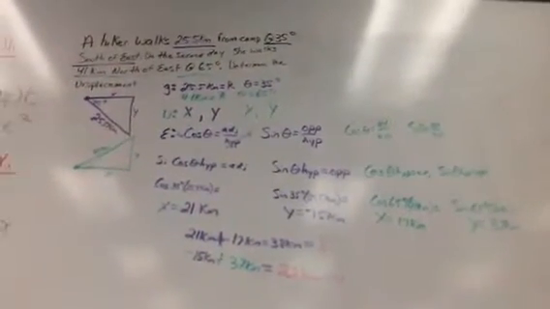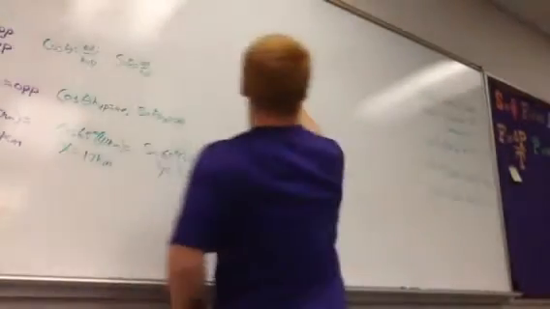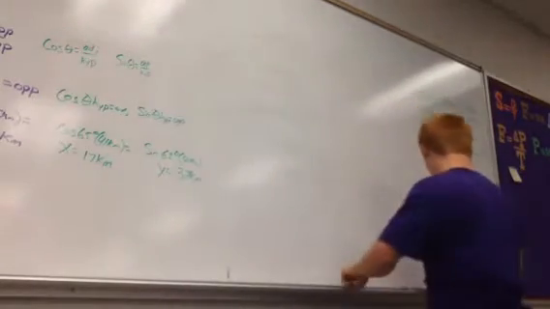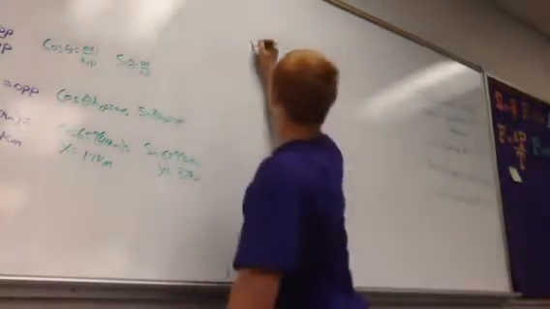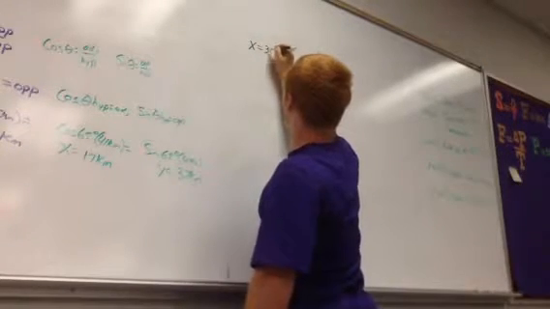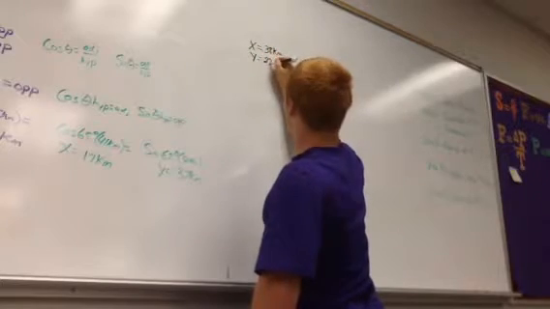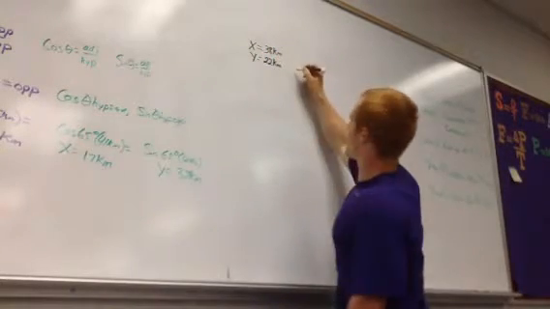I'm going to move over a little bit over here. So our x, I'm going to draw it in black because you can't really see that. Black is 38 kilometers for x, our y is 22 kilometers. So based off that, I'm going to make my triangle.